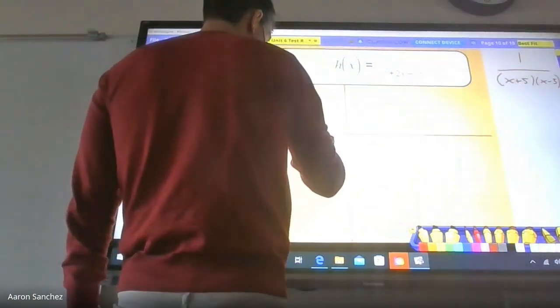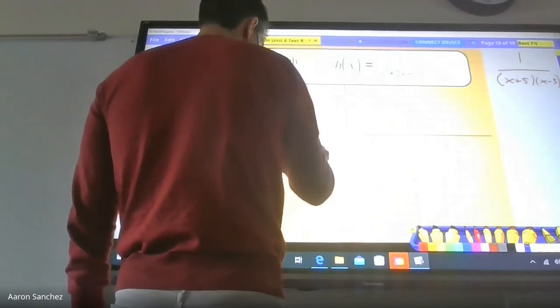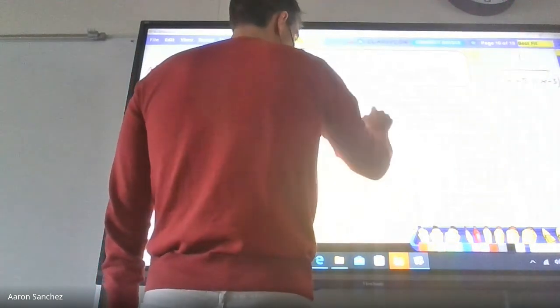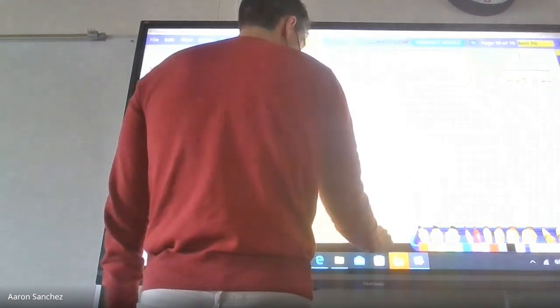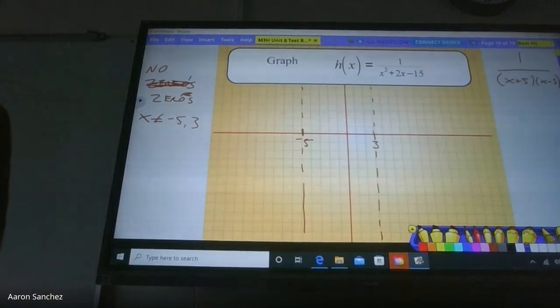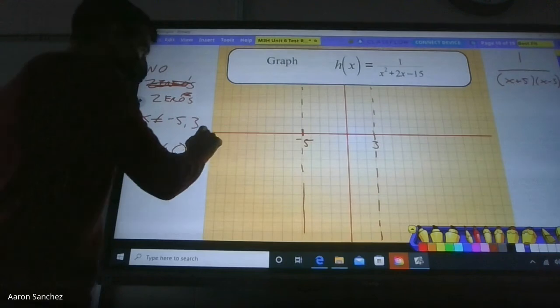1, 2, 3, 4, 5. Negative 5. I forgot the horizontal asymptotes. 1, 2, 3. 3. What's my horizontal? The x-axis. Y cannot equal 0.